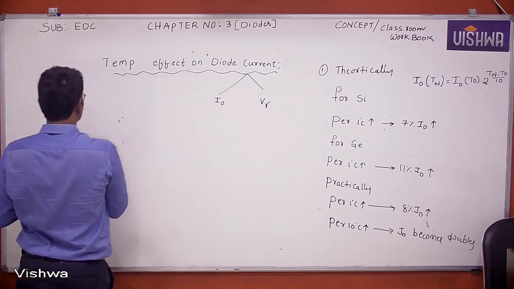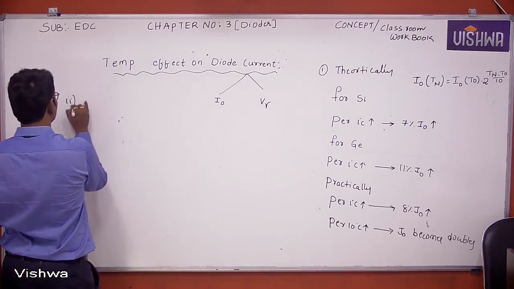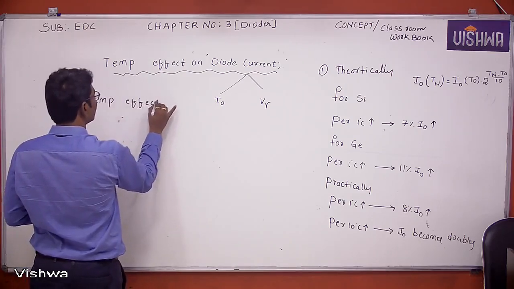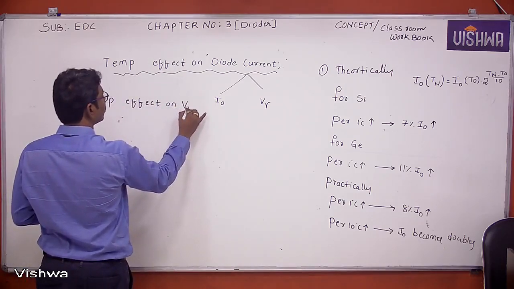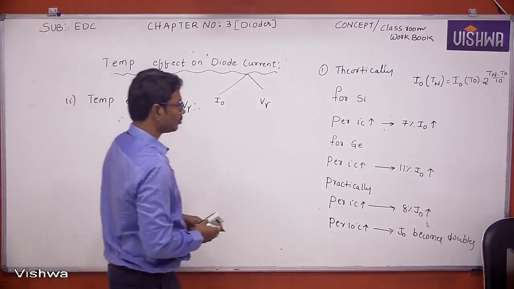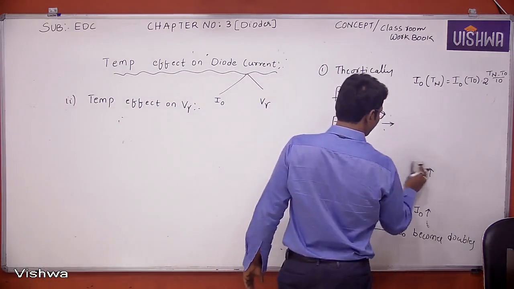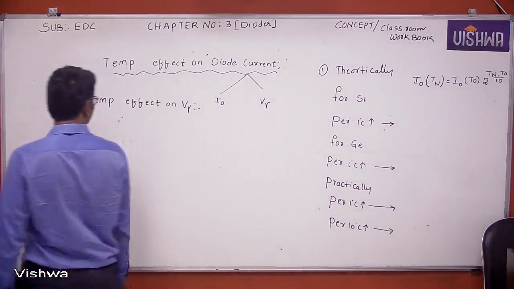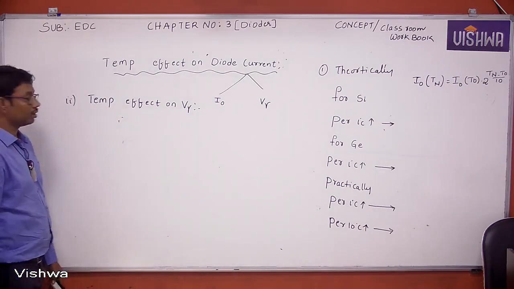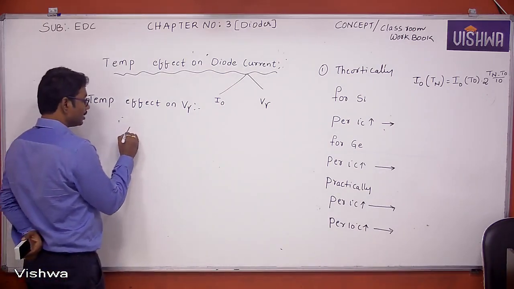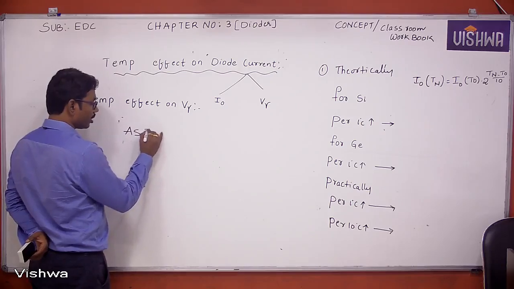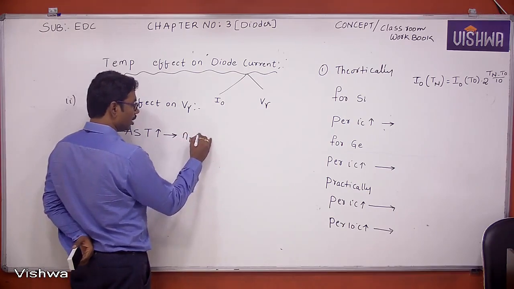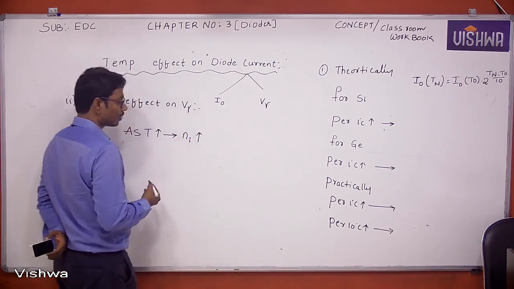And the second case is the temperature effect on V gamma. This is case 2. As temperature increases, the intrinsic concentration is increased.